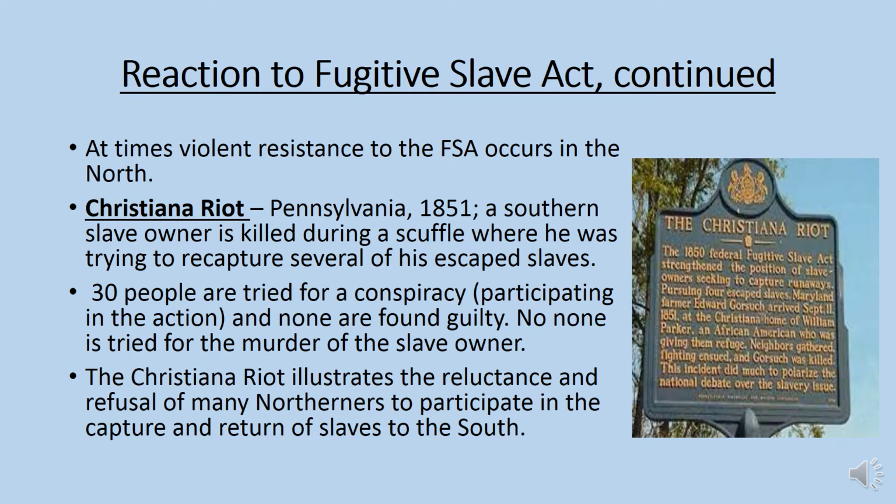All right. Again, you had a community of free African Americans that came out to defend this slave. And again, like I said, in that ensuing scuffle, Gorsuch ends up dead. 30 people are actually tried for conspiracy here, meaning that they were charged as being a part of this event. However, none of them are found guilty, and this basically shows the displeasure that the Northerners had with the Fugitive Slave Act.